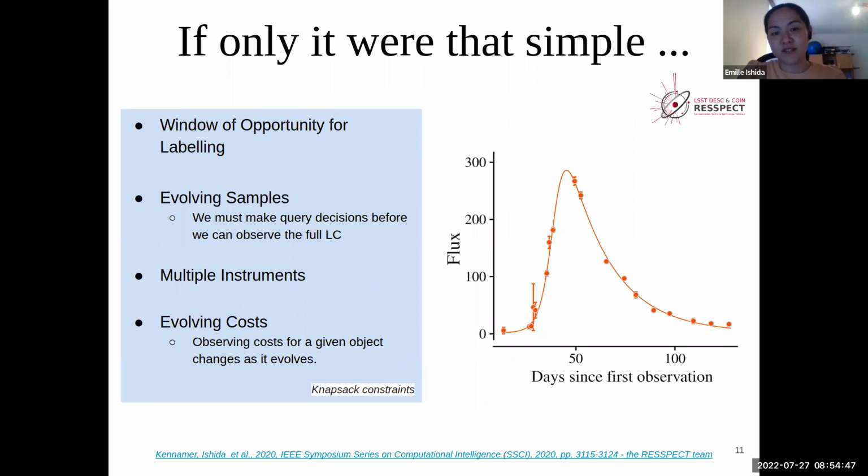But obviously the world is not that simple. All of these exercises that I showed you before didn't take into account any observational constraints, and obviously we have many more things that we have to take into account. In the real scenario, if you are in production, every time that I'm going to ask for a spectrum, I have a window of opportunity, which means that the object needs to be bright enough for me to be able to sample it. And since these objects are evolving, they are coming in and out of the queried sample. So sometimes I can query them, sometimes I cannot.